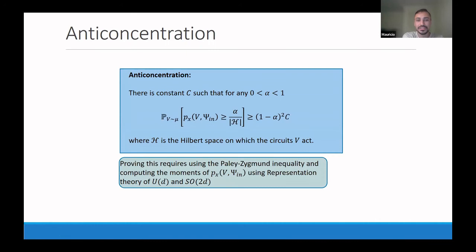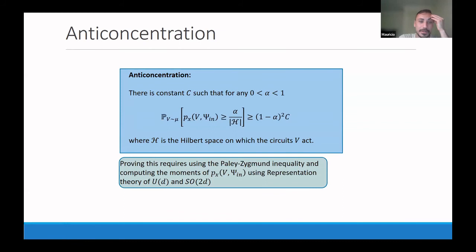So, all anticoncentration proofs use something called the Paley-Zygmund inequality. And essentially these techniques, so the idea is that fermions are very convenient in representation theory, in the sense that the coherent states are very easy to manipulate, and that helps us to prove the anticoncentration. But anyway, I won't go into depth, but if you're curious, please ask me.